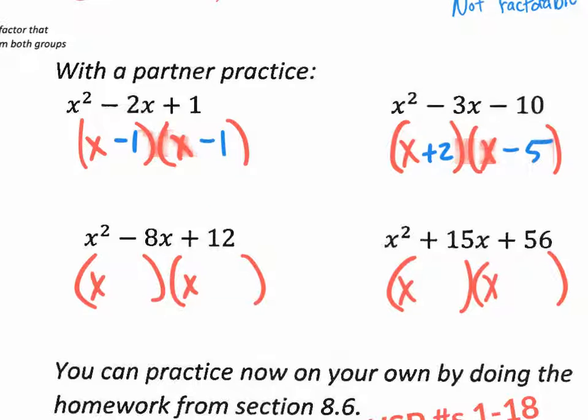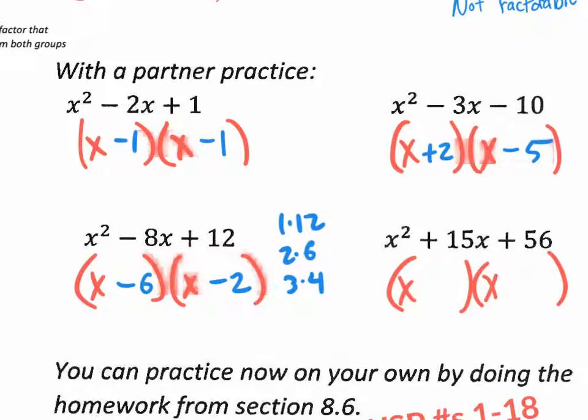What times what is 12 that if I add together is -8? Make a list if you need it. So -6 and -2, right? Why is that? Because 2 and 6, if I add it, gives me a +8, not a -8. So you have the right numbers, you just have the wrong signs. Make it a -2, make it a -6, and you're good to go.